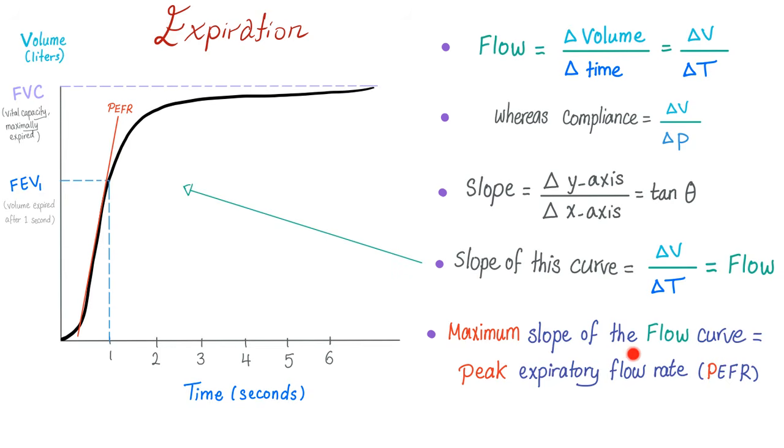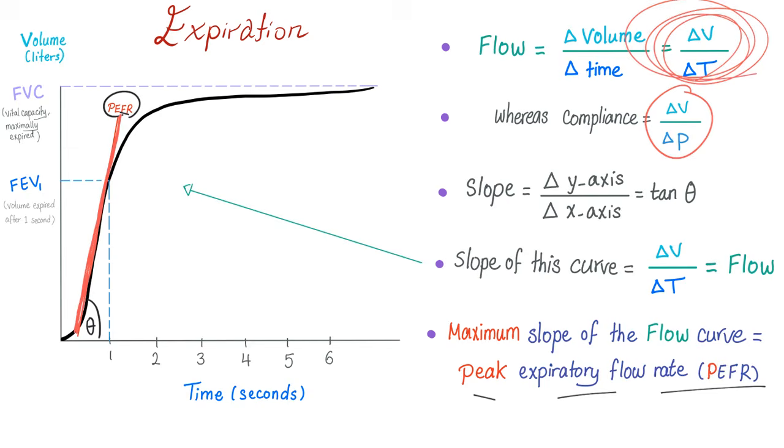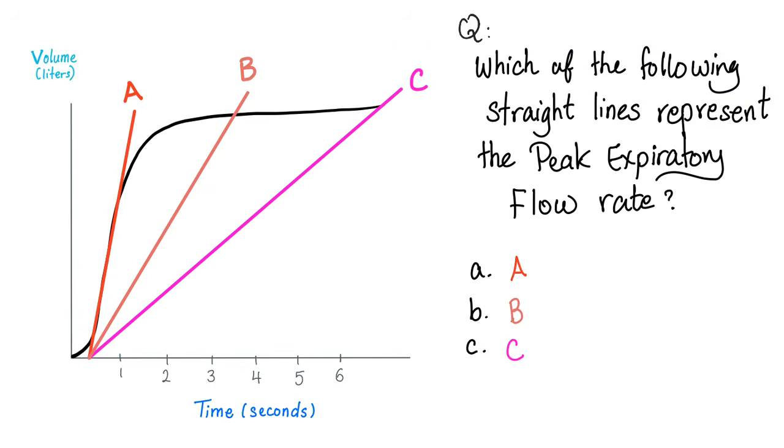The maximum slope of the flow curve, i.e. the greatest angle theta, is called peak expiratory flow rate, or PEFR. This red line is the highest or the greatest slope. Translation, the highest flow. Translation, the highest delta V over delta T. Here's a question for you. Which of the following straight lines represent the peak expiratory flow rate? A, B, or C? Please pause.